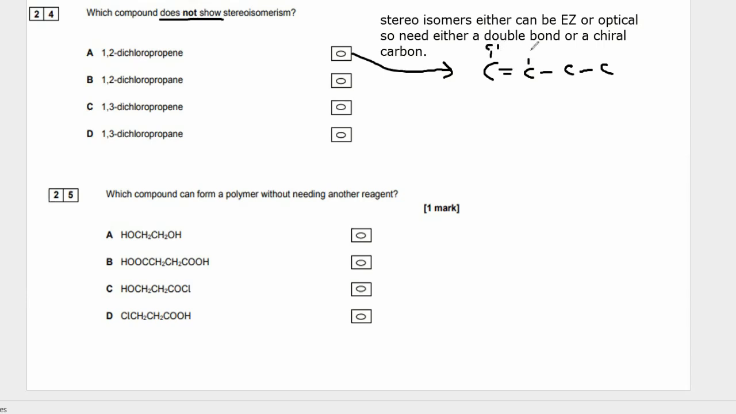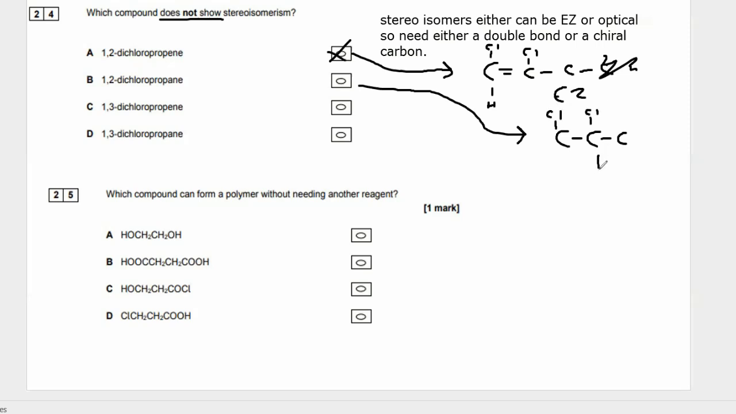Or have we got a chiral carbon? So here we can see I've got chlorine attached. There we go, that can do EZ isomerism because it's got that ethyl group on the bottom of that one. B, we've got 1,2-dichloropropane, and that's got a chiral carbon there. So that one in red is a chiral carbon. That's going to be able to form mirror images.